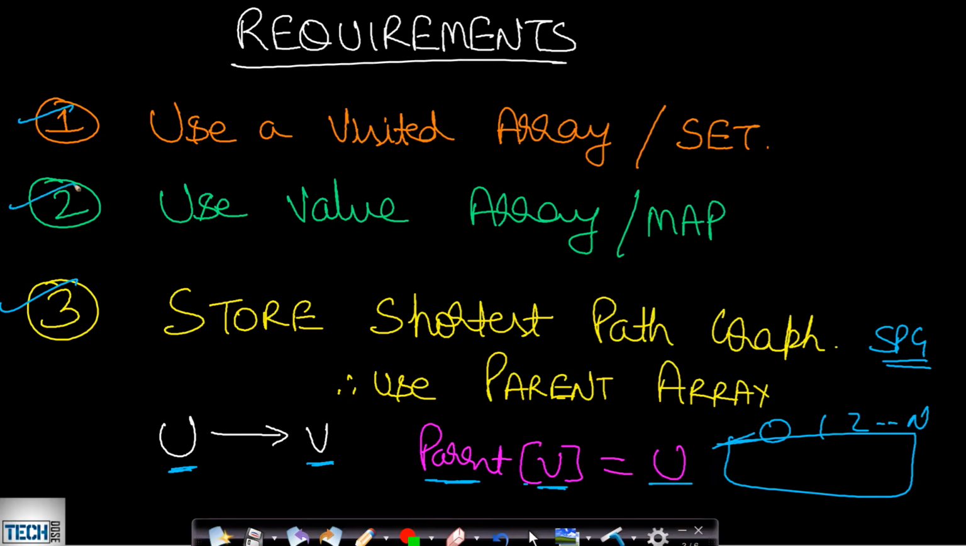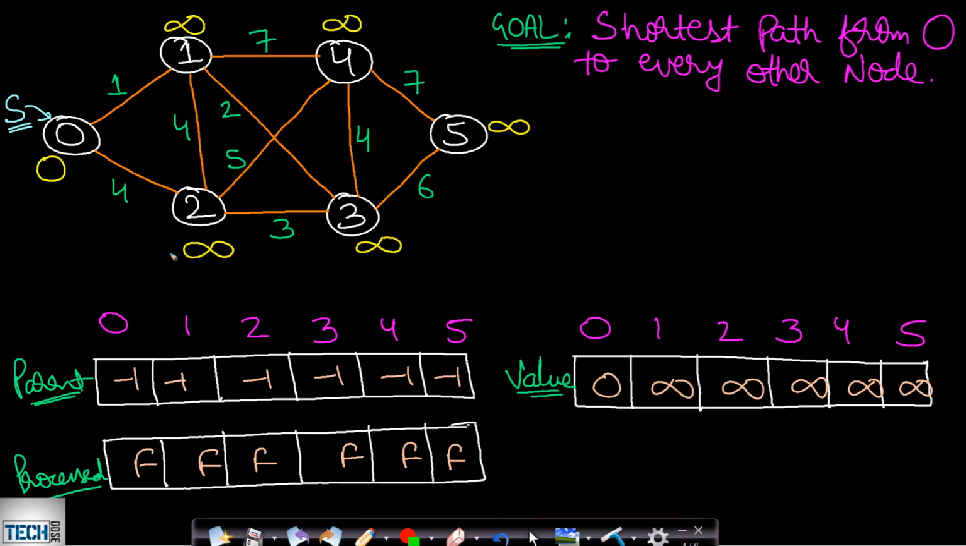Now these are the first two data structures which I had already explained. In this code implementation, I will be using the simplest data structure, which is an array, for both 1 and 2, and for the third one also I will be using an array. Now let us look at an example in order to understand this algorithm. Let us assume that this is our given graph and we are at source 0. Our goal is to find the shortest path from 0 to every other node.